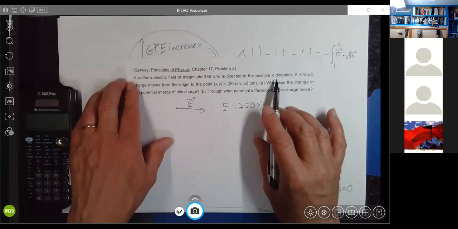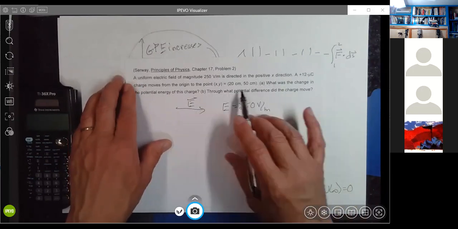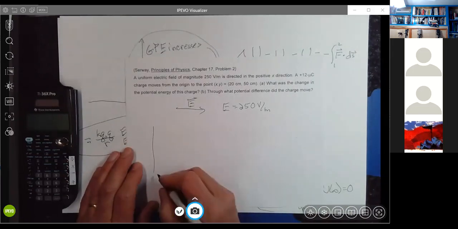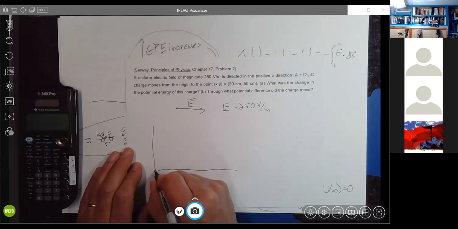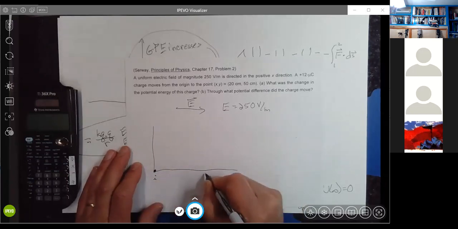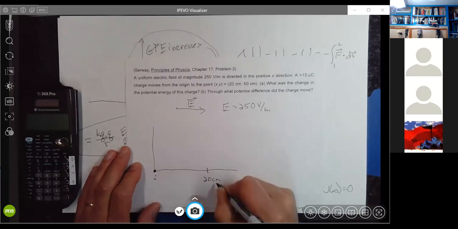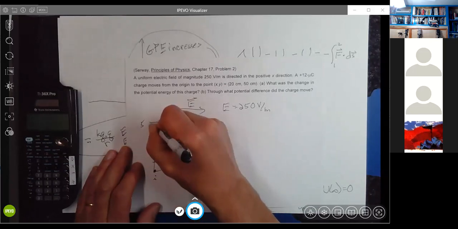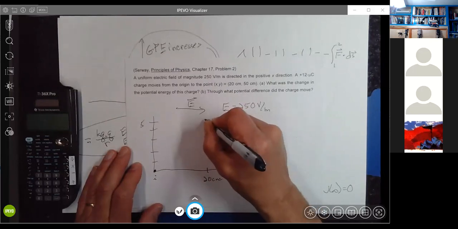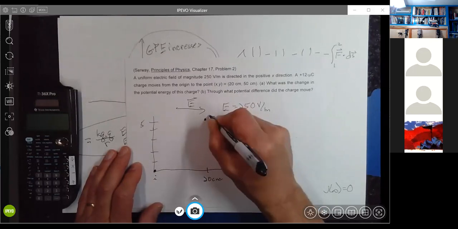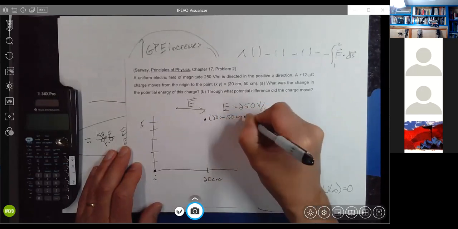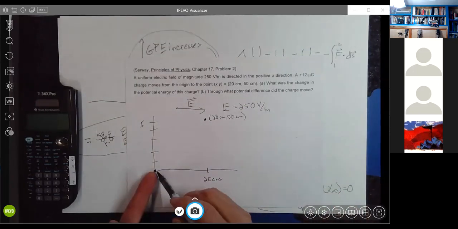Well, the electric field is everywhere in the region this thing is moving through in the x direction, so you could imagine it started at the origin, so here's its initial position, and its final position is 20 centimeters out here in the x direction, but 50 centimeters up in the y direction. My scales are different on the two axes, but that's okay. So this would be 20 centimeters, 50 centimeters. And so it moves from here to here.